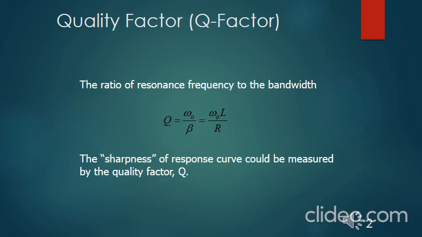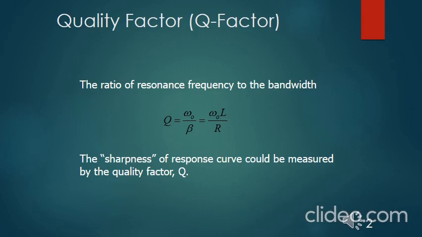My dear students, now I will discuss the quality factor. Quality factor is the ratio of resonance frequency to the bandwidth. You know from the previous slides that I have shared that quality factor is omega naught divided by bandwidth. That is, the sharpness of the response curve can be measured by the quality factor Q.